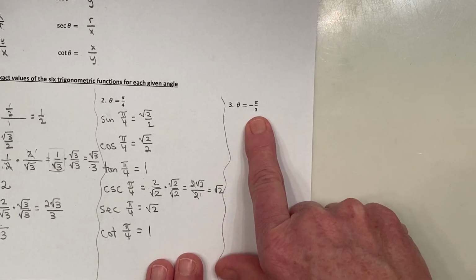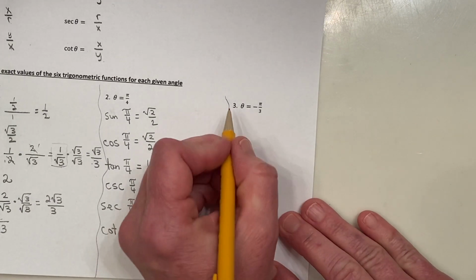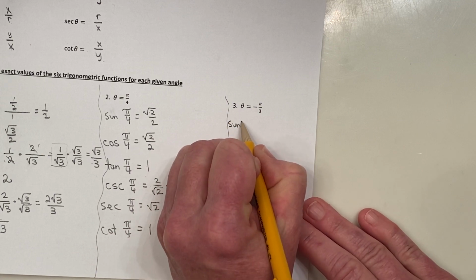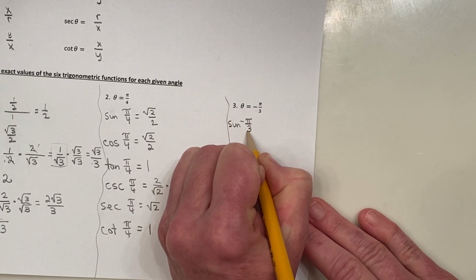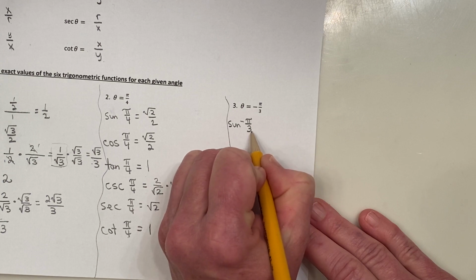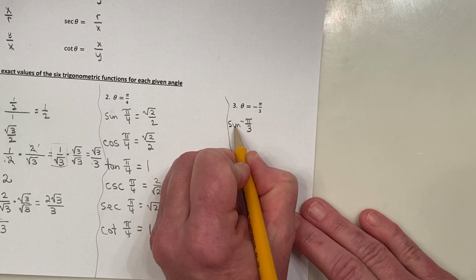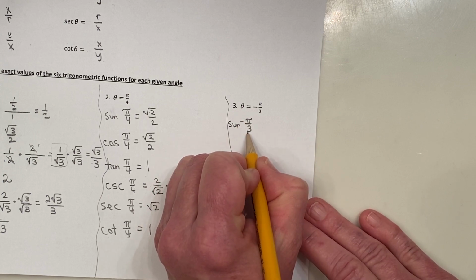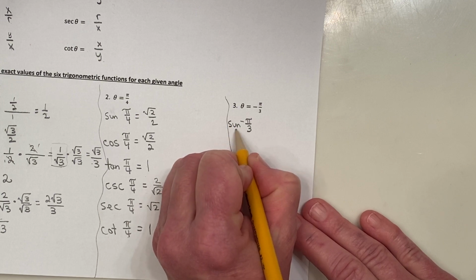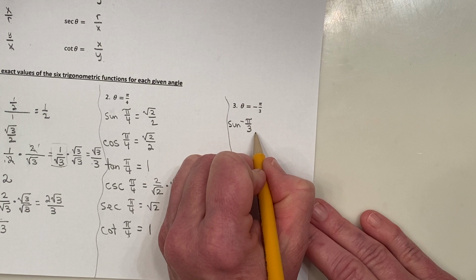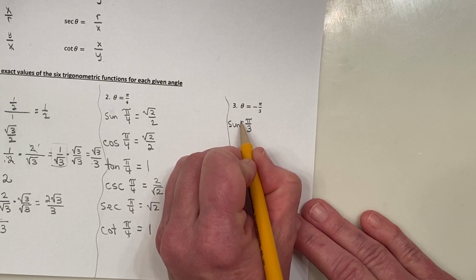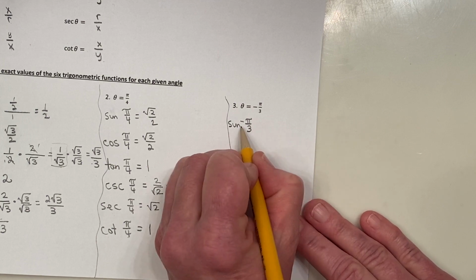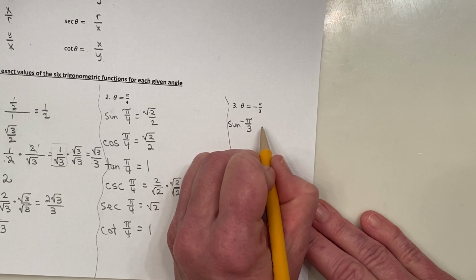All right, let's find the 6 trig functions at negative pi over 3. So sine of negative pi over 3. Some might put parentheses right here, so it doesn't look like it's sine minus pi over 3, which wouldn't make sense because sine doesn't have an angle after it anyway. So if I have sine here, I've got to have an angle after it. So hopefully we won't mistake that negative as a subtraction. You can put parentheses or not, doesn't matter.